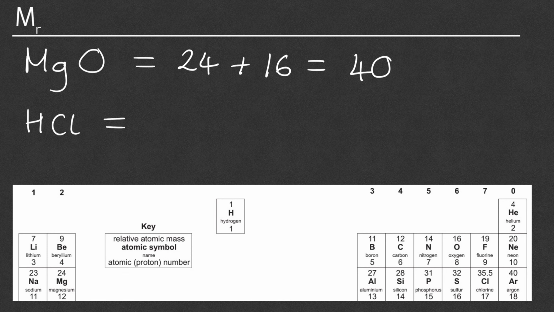We would do exactly the same process for working out the relative molecular mass of hydrochloric acid, HCl. We would do 1 plus 35.5, because hydrogen has a relative atomic mass of 1, and chlorine has a relative atomic mass of 35.5, so we would add these two values together and get a final answer of 36.5.